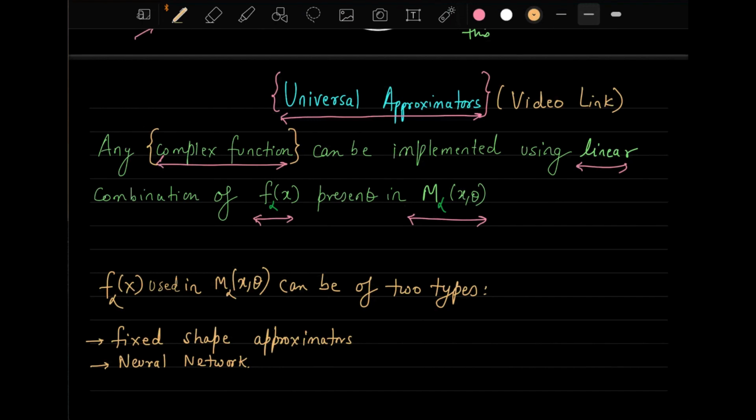Also note that this f alpha x, which is given over here, can be of two types. The first type is a fixed shape approximator, and the second is a neural network. So depending upon this f alpha x theta, it can have two different versions. First is the fixed shape, and the second one is the neural network.